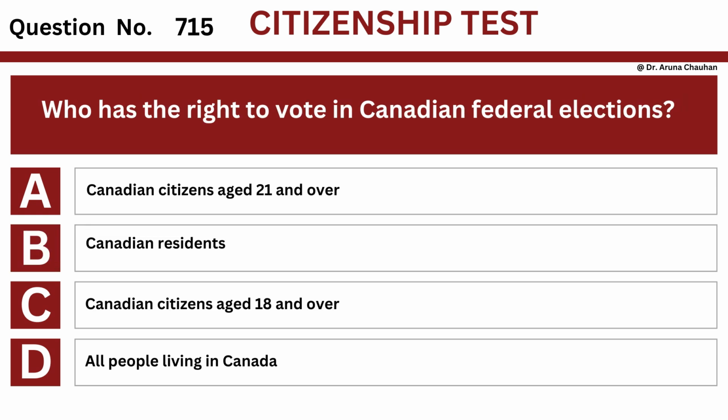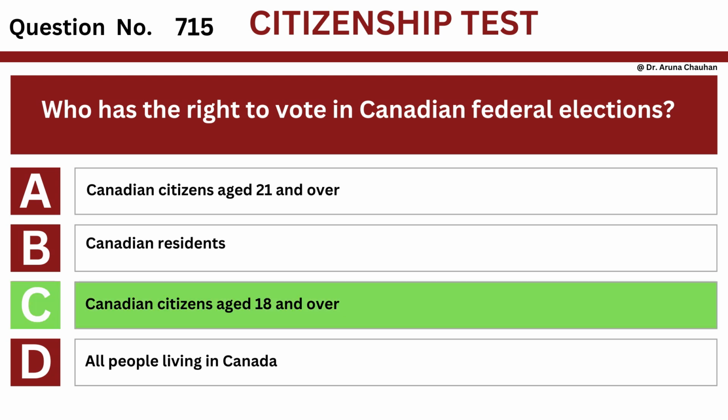Question number 715. Who has the right to vote in Canadian federal elections? Option A, Canadian citizens aged 21 and over. Option B, Canadian residents. Option C, Canadian citizens aged 18 and over. Option D, all people living in Canada. The answer is option C, Canadian citizens aged 18 and over.